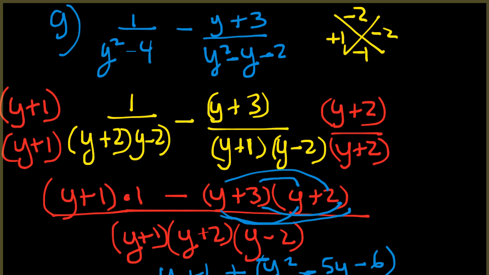All over y plus 1 times y plus 1 times y plus 2 times y minus 2. Okay. I'll erase this other one. This is a mess. So you've got the 3 factors. Alright, now I have to combine my like terms.